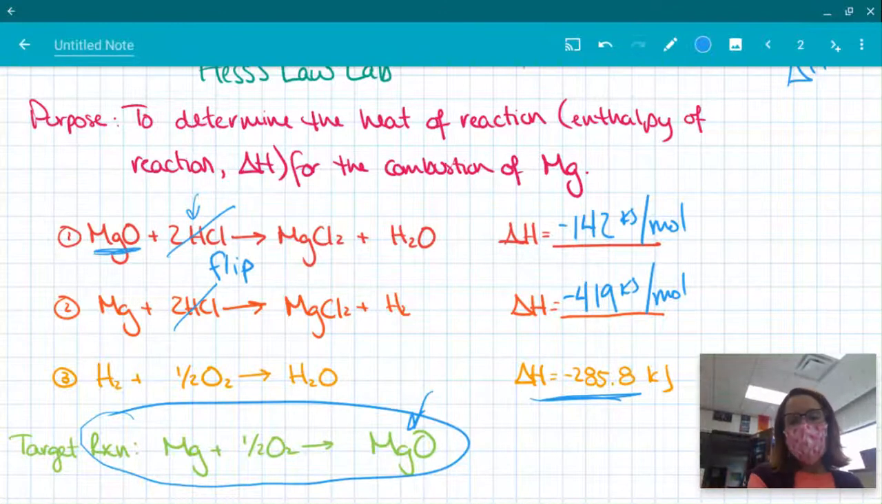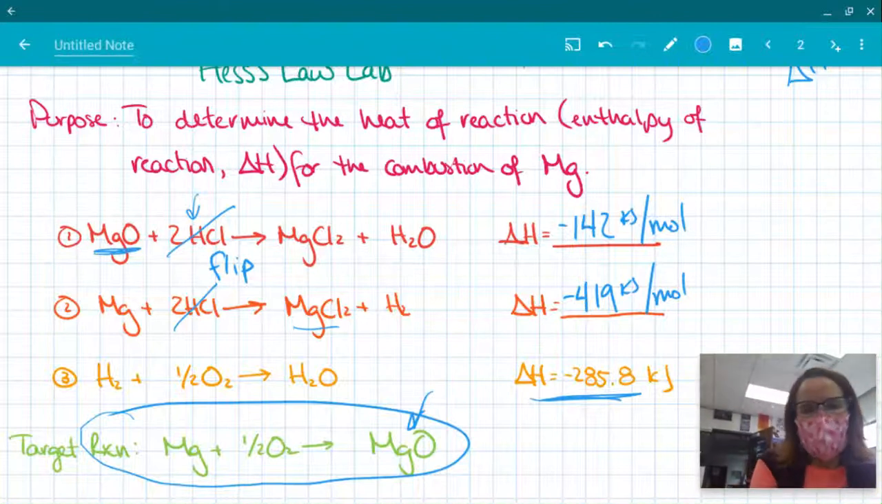Okay, now if I have reversed this equation one, MgCl2 is now a reactant if it's backwards. And in equation two, MgCl2 is a product. So they would cancel each other out. I'm liking it so far.